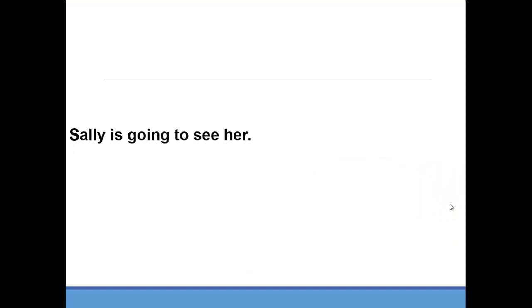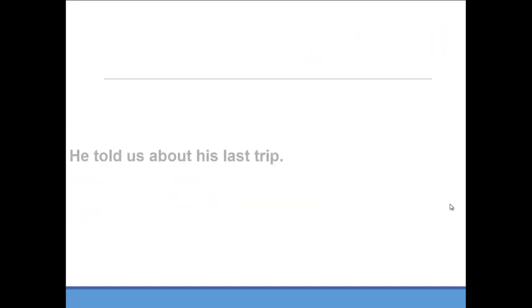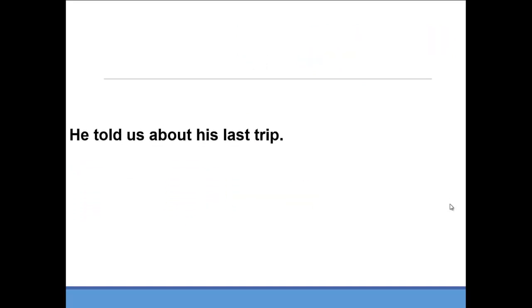Circle the object pronoun. Sally is going to see her. Which word is the object pronoun? It is her. Another example. He told us about his last trip. Which word is the object pronoun?